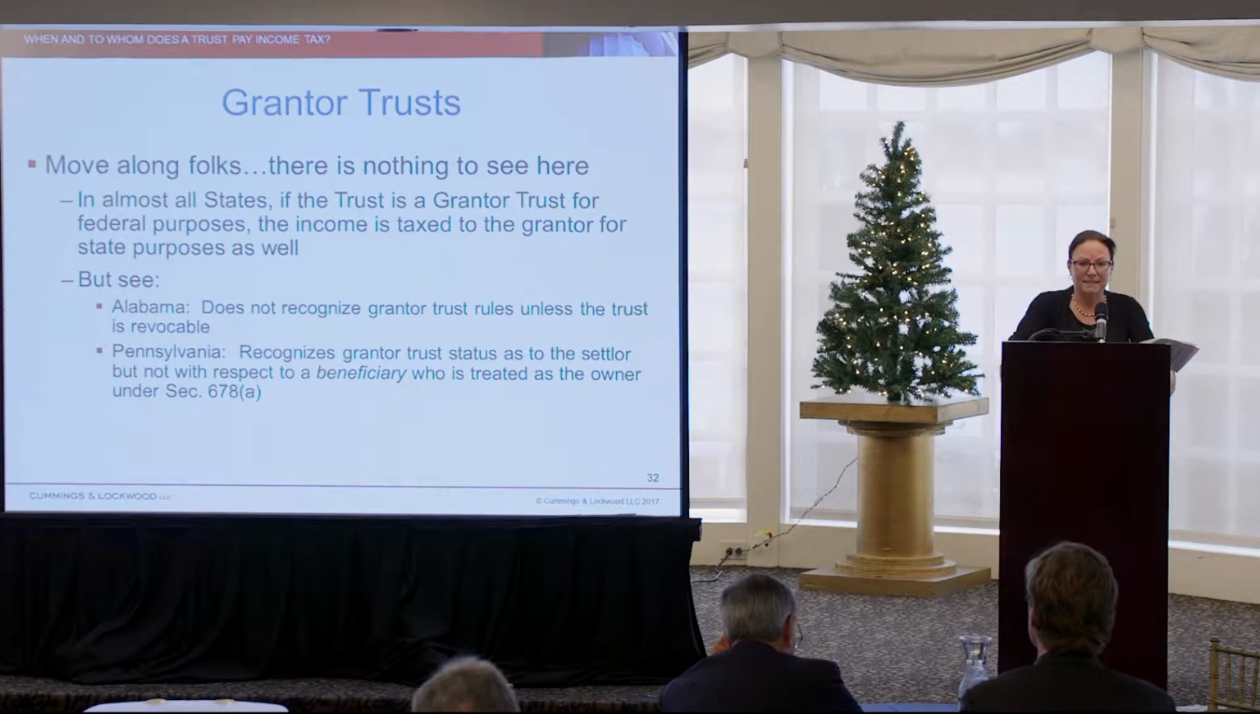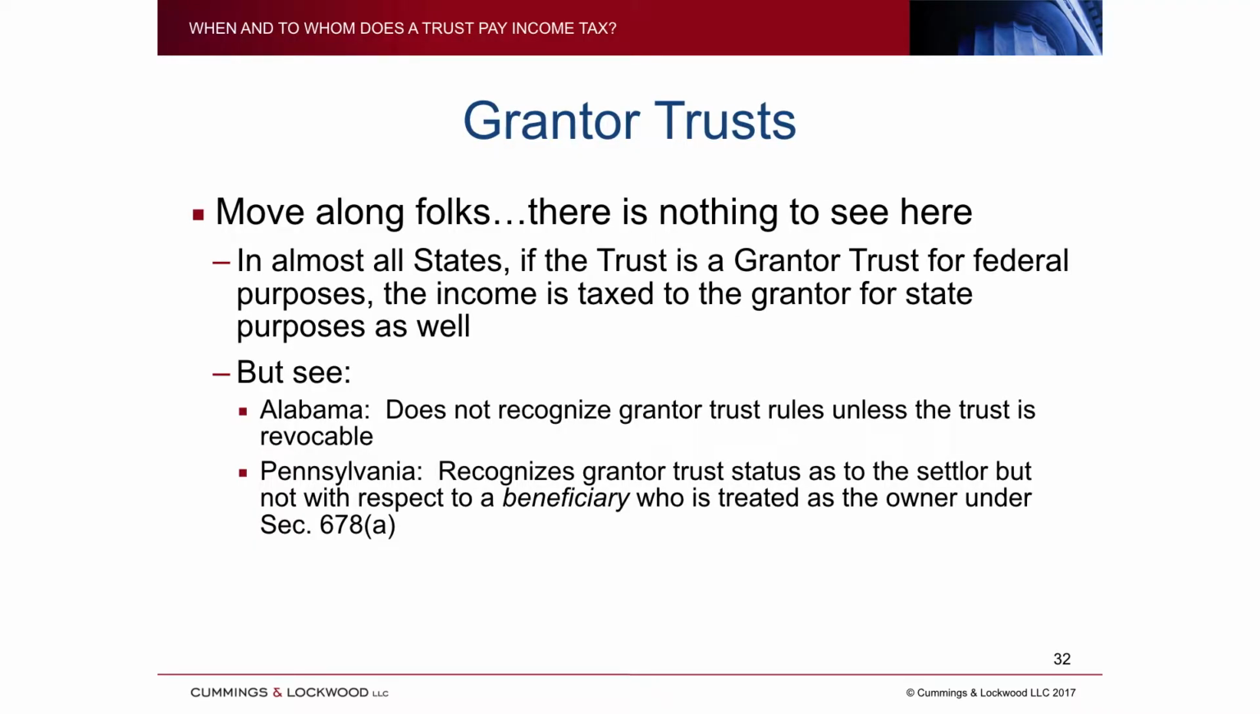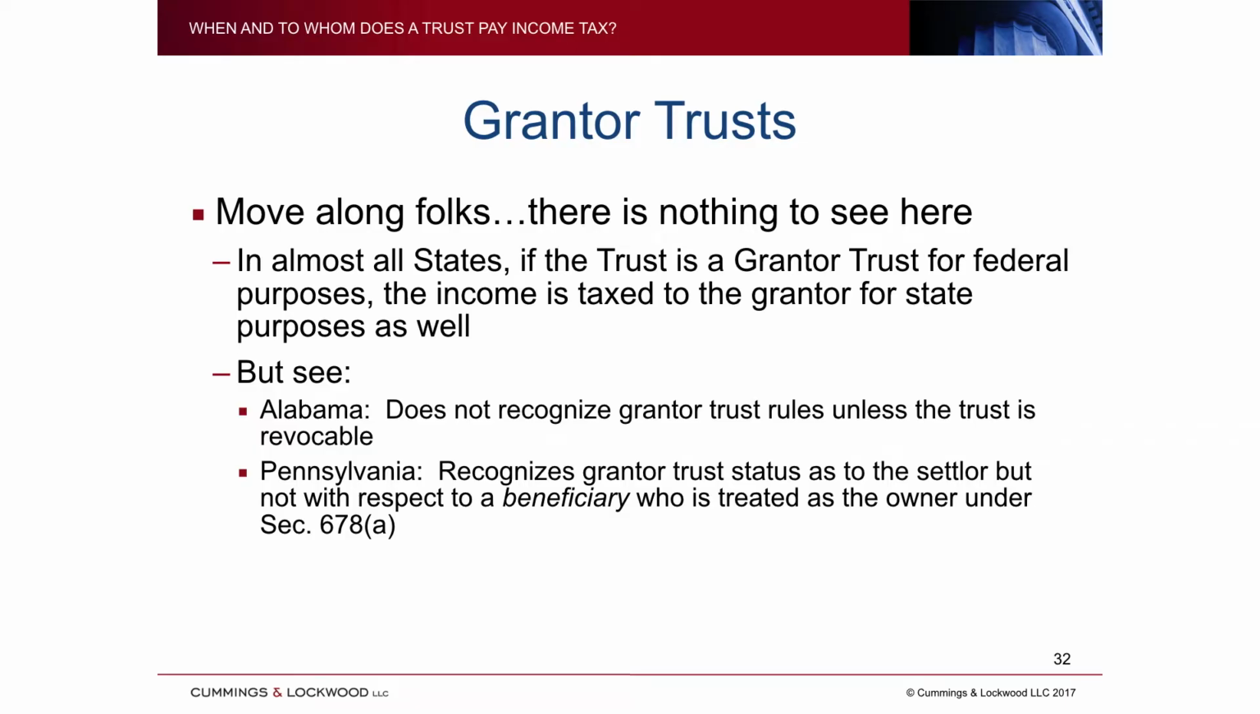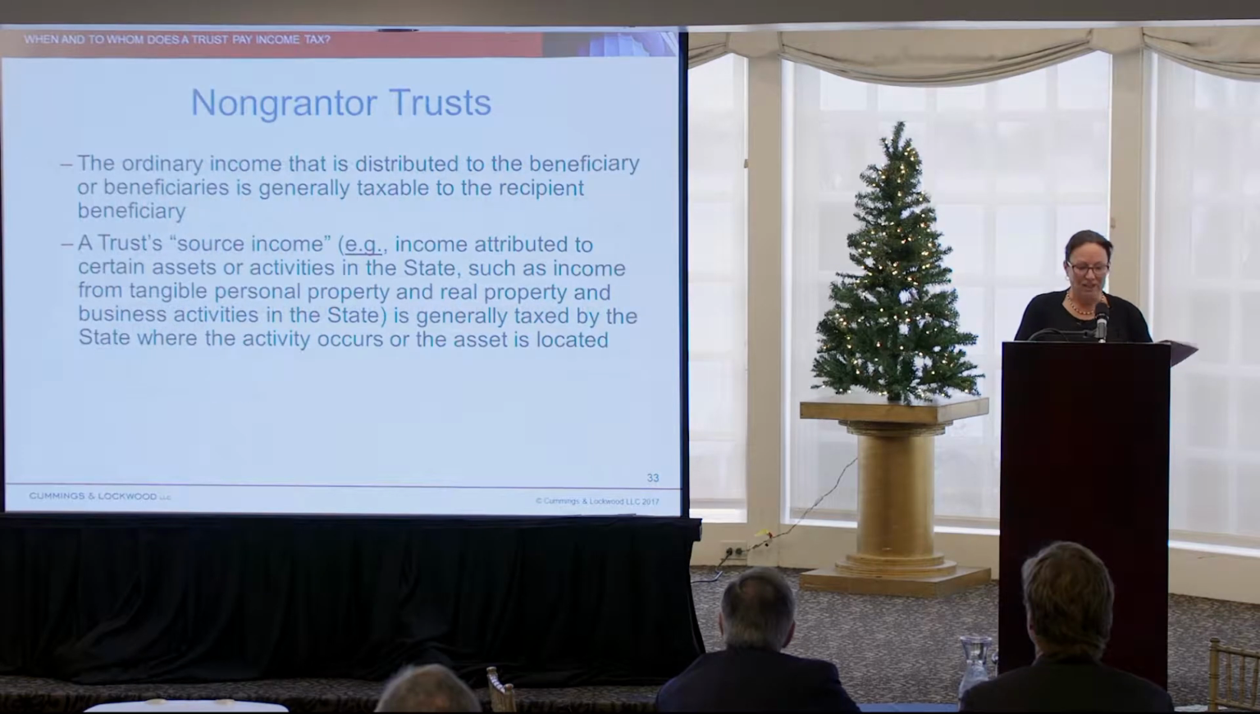For purposes of grantor trusts and state law, if a trust is treated as a grantor trust for federal income tax purposes, it is almost universally treated as a grantor trust for state income tax purposes, which makes it very easy for us to understand the laws regarding taxation in states of grantor trusts. There are two exceptions. They're not very notable, but Alabama does not recognize grantor trusts unless the trust is a revocable trust. And Pennsylvania recognizes grantor trusts, but not if it's a grantor trust as to the beneficiary of the trust. I'm not going to get into the details of that because we're going to put grantor trusts aside. They're not that interesting in this topic. So we're going to talk about non-grantor trusts.